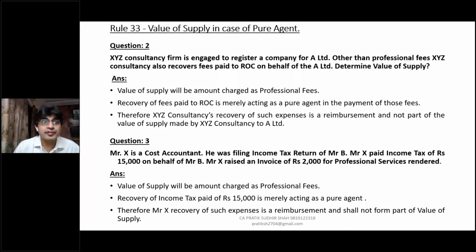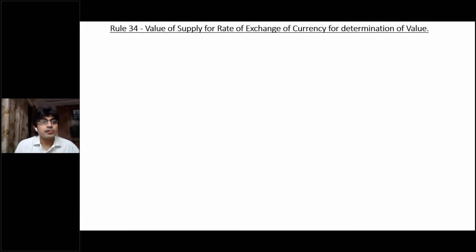There is a concept known as out-of-pocket expense. See this, out of pocket means what? On behalf of client, this was expenses of client traveling and all, but I have paid, so I'm recovering that. So that can also be counted as reimbursement. Okay, chalo. Now this is what rule 33 was over. Now I will take you to what? Rule 34. Rule 34. Okay, chalo.